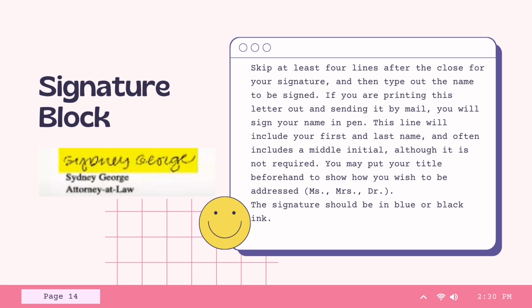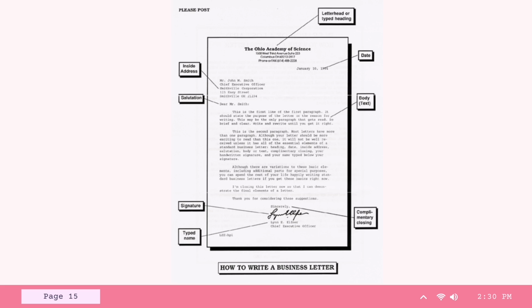Whenever possible, include your title or the name of the position you hold just below your name. For example, technical writing student, software data processing major, or University of World student are perfectly acceptable. The signature should be in blue or black ink. Here is a sample business letter with its parts labeled.